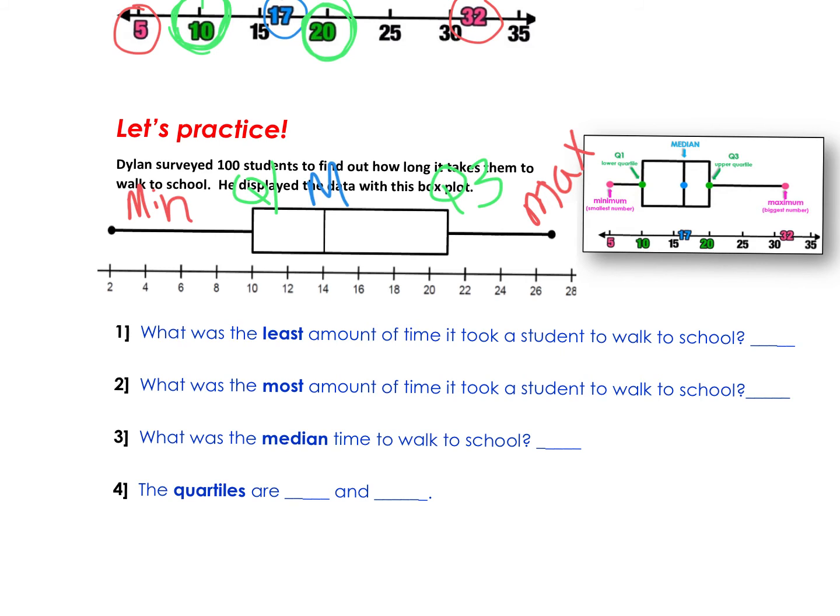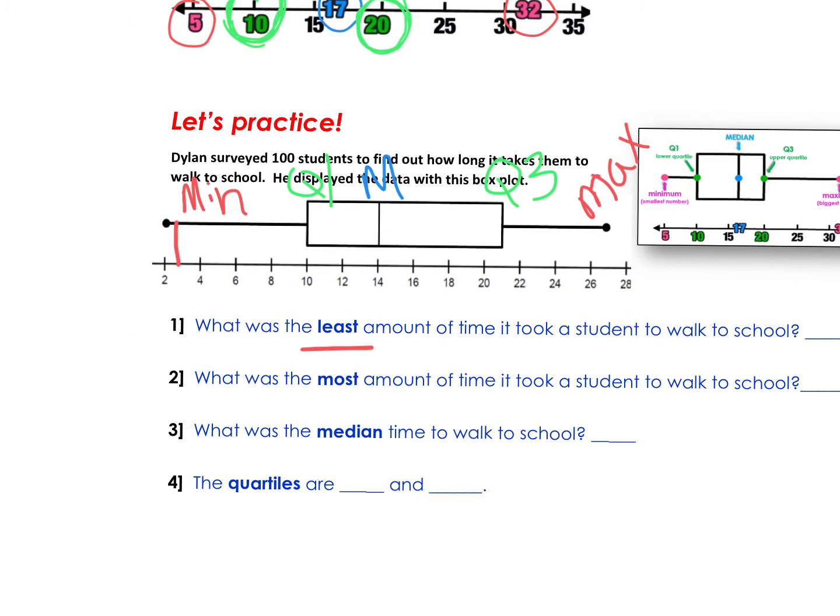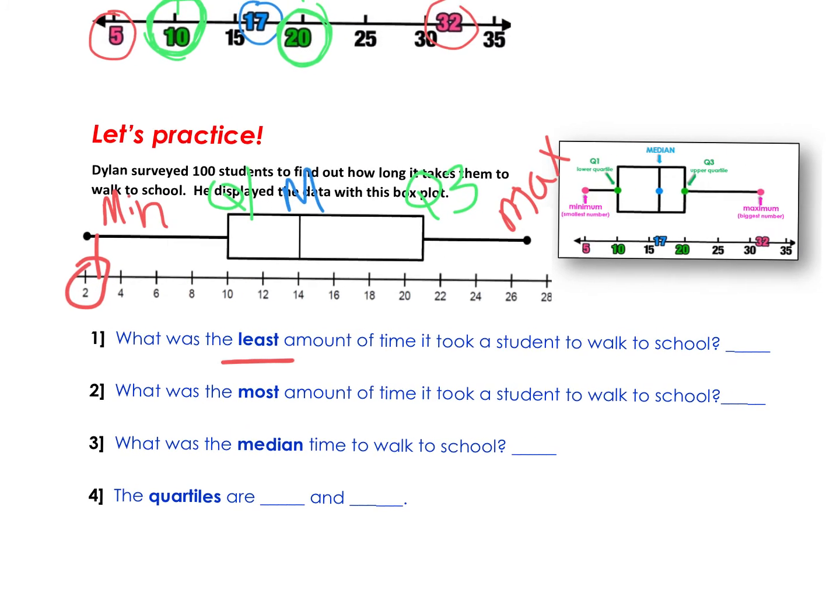It says Dylan surveyed 100 students to find out how long it takes them to walk to school. He displayed the data with the box plots. So let's go ahead and let's read through the questions. It says, what was the least amount of time it took a student to walk? So remember, my least number is the very first dot I see. So I can see here my least was 2. So I'm going to put 2 for my answer.